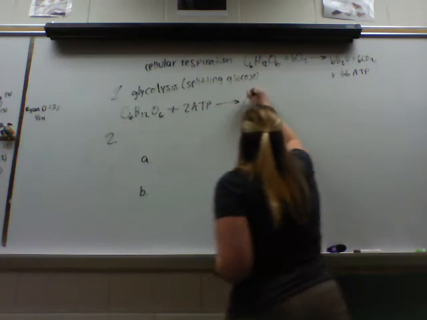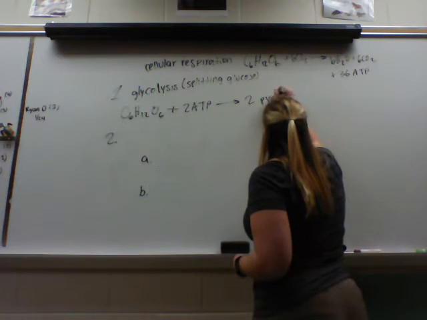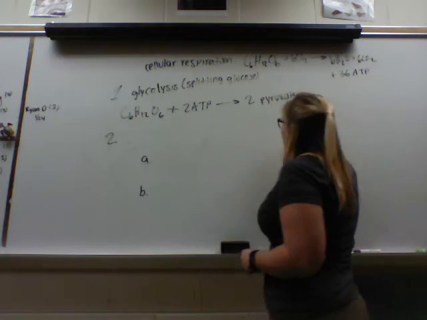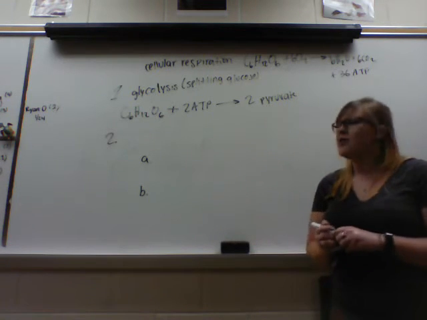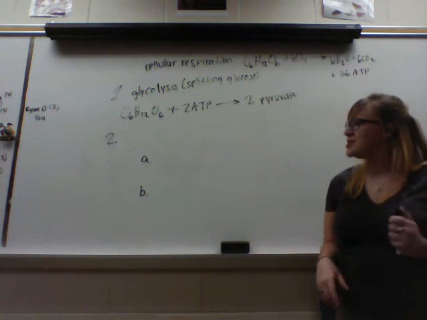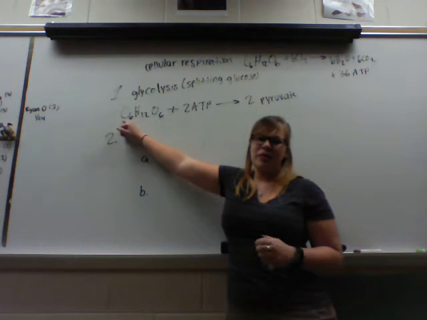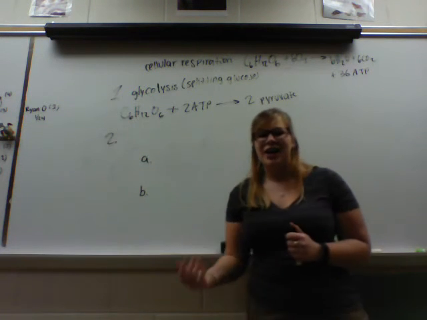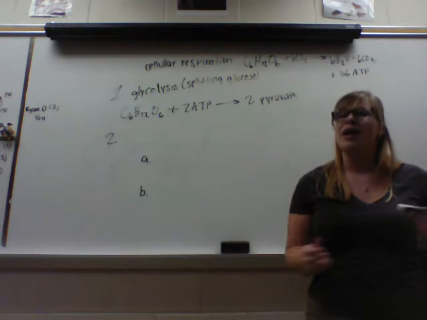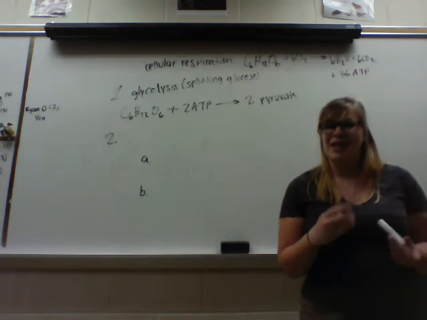What we come out with are 2 pyruvates, which is a 3-carbon sugar that is made when you split glucose in half. Look, if I have 6 carbons in 1 molecule of glucose and I cut that in half, how many do I have left? I have 3. Pyruvate has those 3 carbons in them.